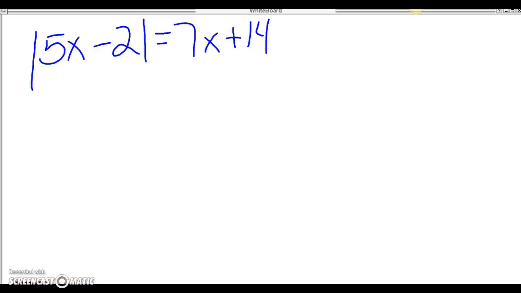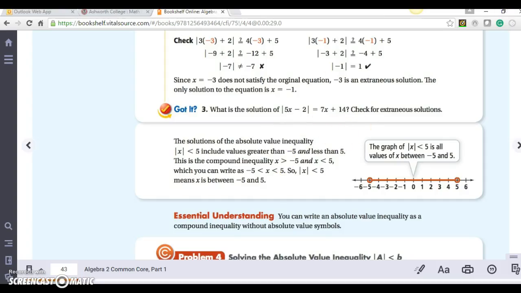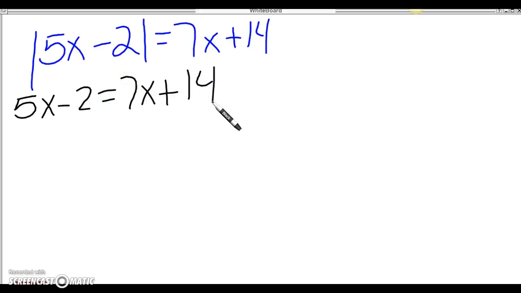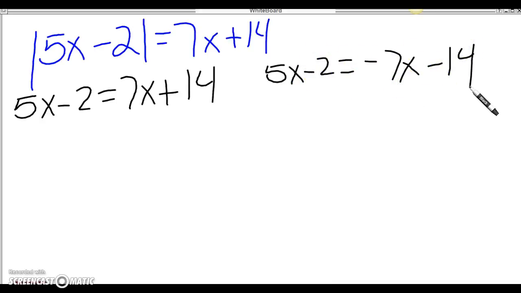So I have the absolute value of 5x minus 2 equals 7x plus 14. Let's make sure I wrote that down correctly. Yes, I did. Okay, so we'll set it up. We have 5x minus 2 equals 7x plus 14 as our first equation, and then 5x minus 2 equals -7x minus 14. I went ahead and multiplied the negative through.